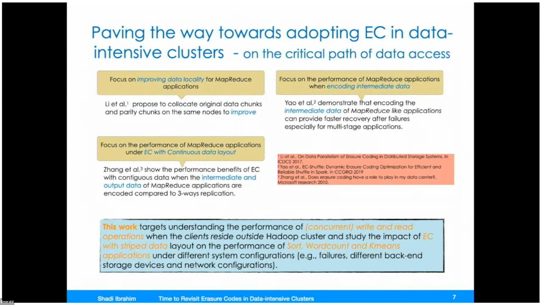So given its potential, previous efforts target understanding the performance of data-intensive applications under EC with contiguous data layout, and therefore focus on improving data locality and evaluating EC for intermediate data. In this work, we are trying to complete the picture by specifically targeting understanding the performance of concurrent write and read operations when the clients reside outside Hadoop cluster and study the impact of EC with striped data layout on the performance of data-intensive applications and under different system configurations.